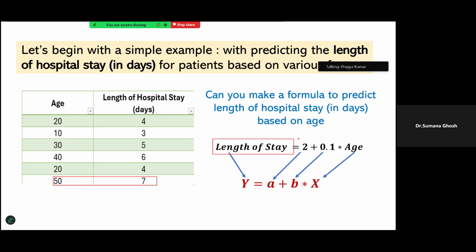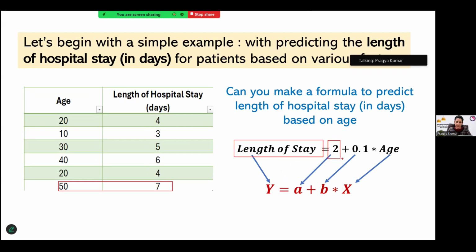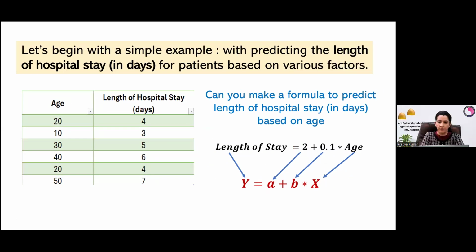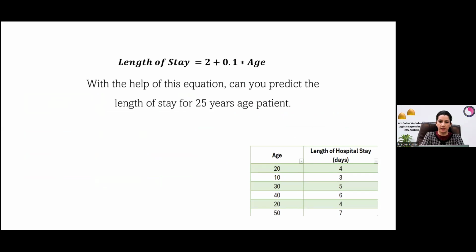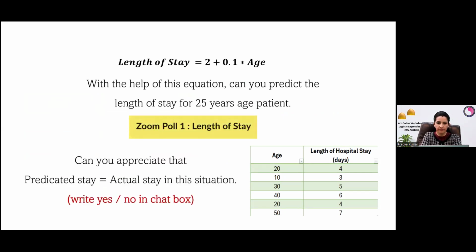And this 2 is the intercept, which is the a. And this 0.1 is the multiplier, and this age is another predictor. So this is in the form of a linear equation. With the help of this equation, can we predict the length of stay for a 25-year-old patient? So I have to run a Zoom poll for this, and you all please respond to this.